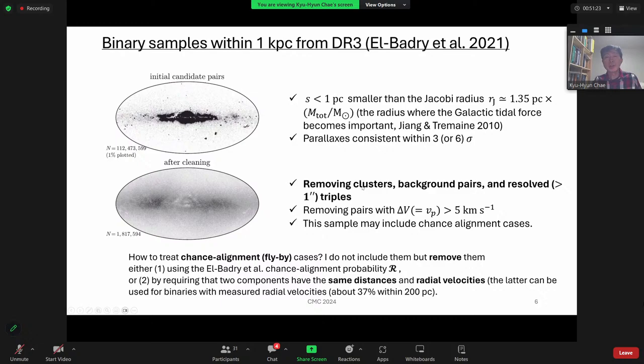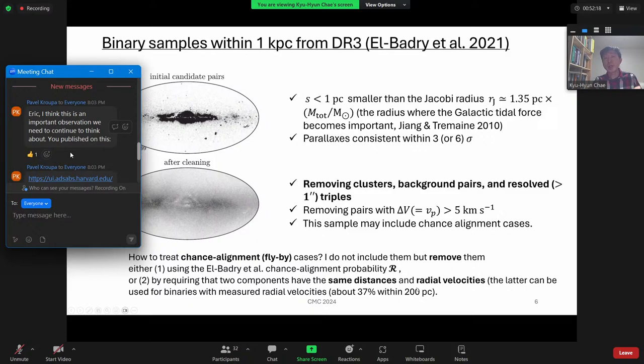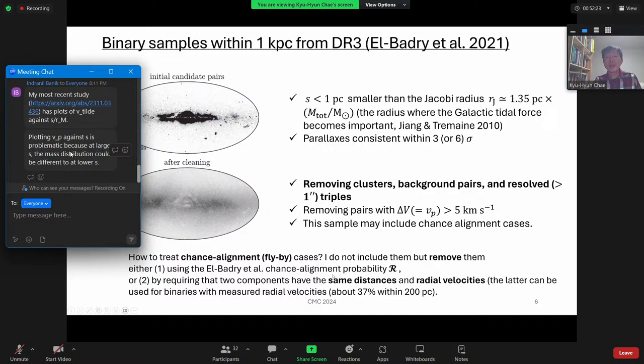Then you are left with 1.8 million binary candidates. So here, now one has to deal with the chance alignment flyby cases. So what can you do here? Okay, so these people developed an empirical method to remove flybys. They developed a parameter, and actually I think probably about half of their paper is about this chance alignment probability. But one can also use two other methods. Basically, one can require the binary candidate pair to be at the same distances, although they have the same radial velocities, but not all of them have radial velocity. So the second method can be applied to only a subsample.